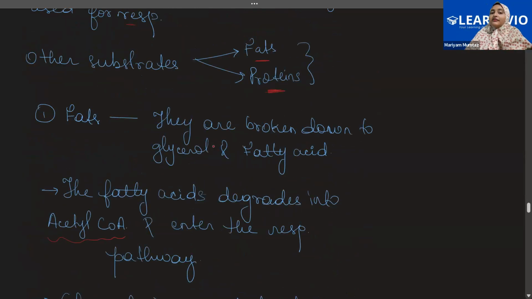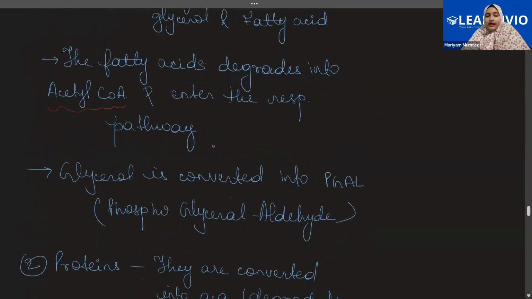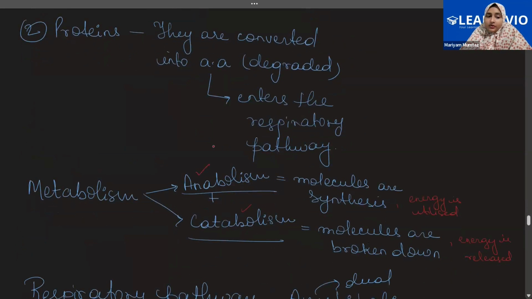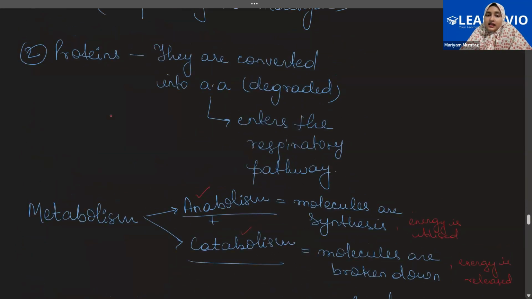So remember that fat and proteins do not directly undergo the process of respiration. Rather, they get converted into certain intermediates and then they undergo the respiratory pathway. Talking about proteins, they are converted into amino acids and then they get entry into the respiratory pathway.